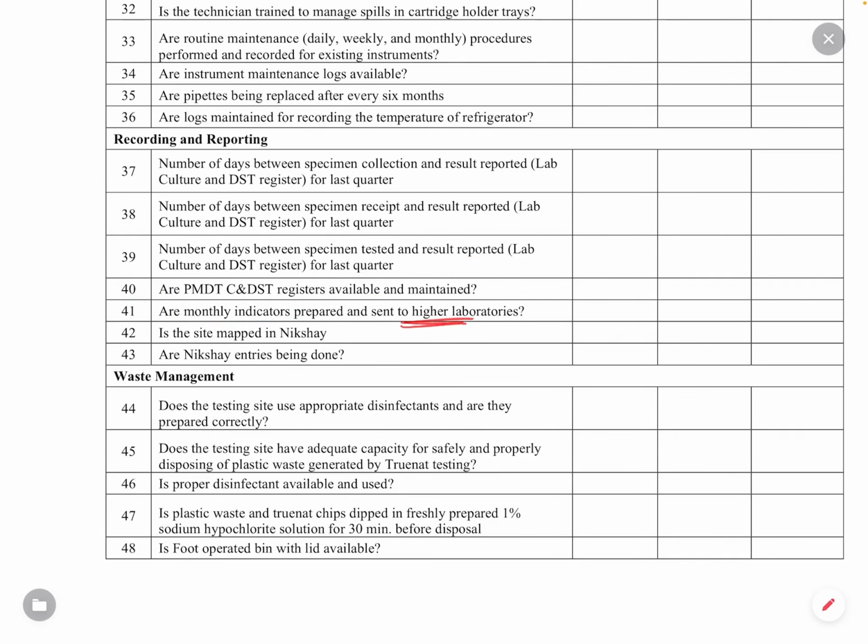Okay. Is the TrueNat site mapped in Ni-Kshay, and are the Ni-Kshay entries, that is the results, being entered in Ni-Kshay? Currently, mainly the positive results are being entered.